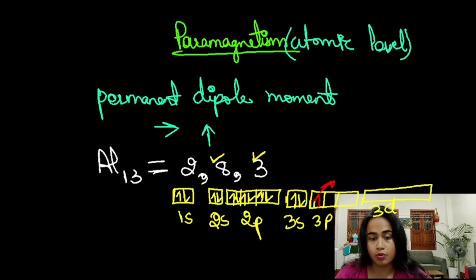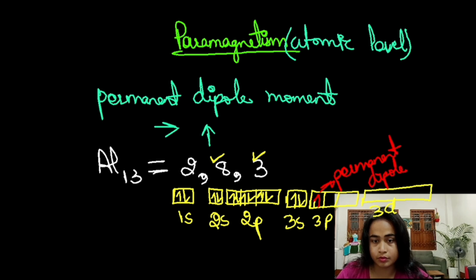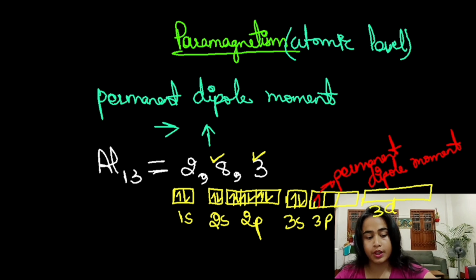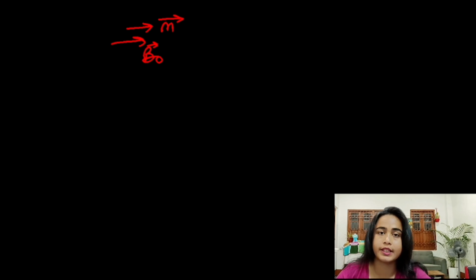Now this electron will contribute to your magnetization. So this will be acting as your permanent dipole moment, and they may be randomly oriented. So what happens is, the moment the external field is applied, let me denote it by B naught, these magnetic moments get aligned in the direction of your applied magnetic field.